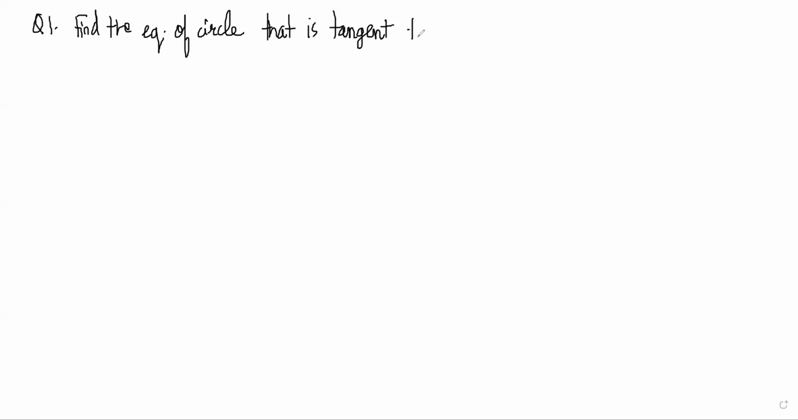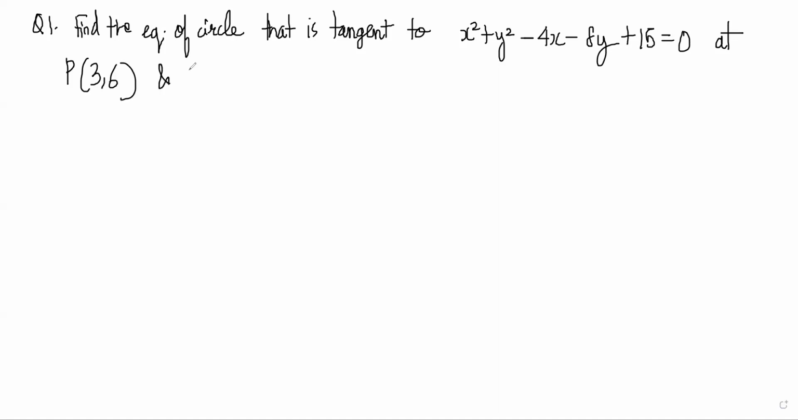So let's look at some simple examples. The first one is: find the equation of the circle that is tangent to x square plus y square minus 4x minus 8y plus 15 equal to 0 at a point P, which is 3 comma 6, and passes through another point Q, which is 5 comma 6.